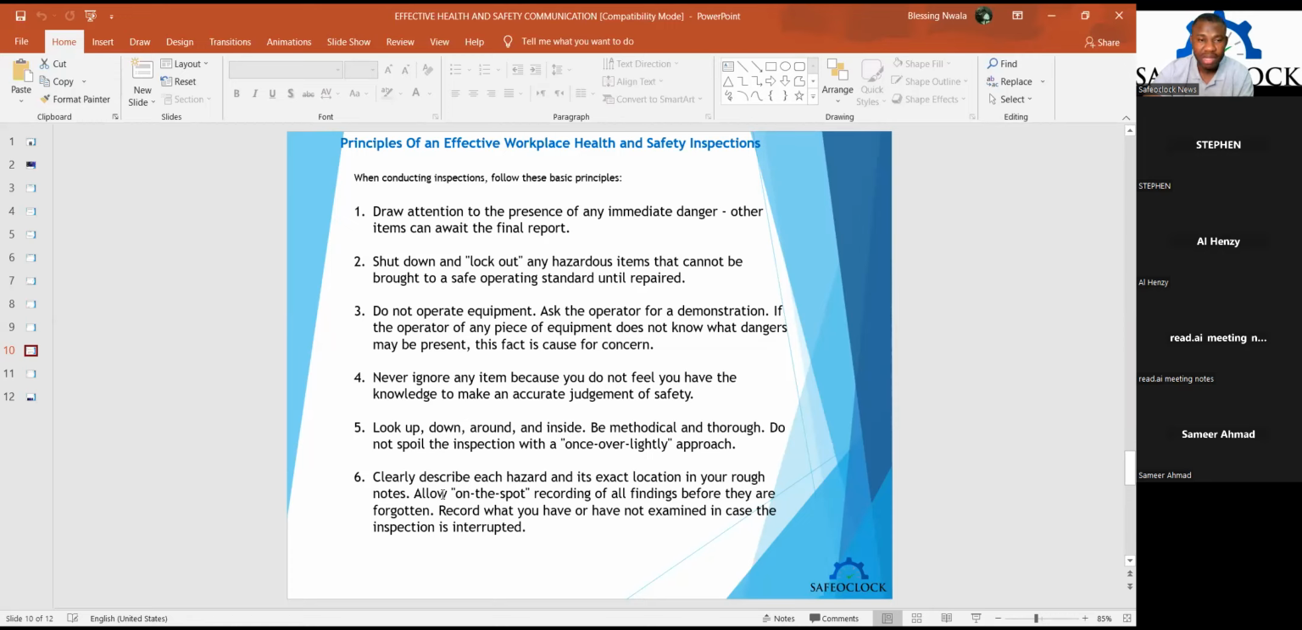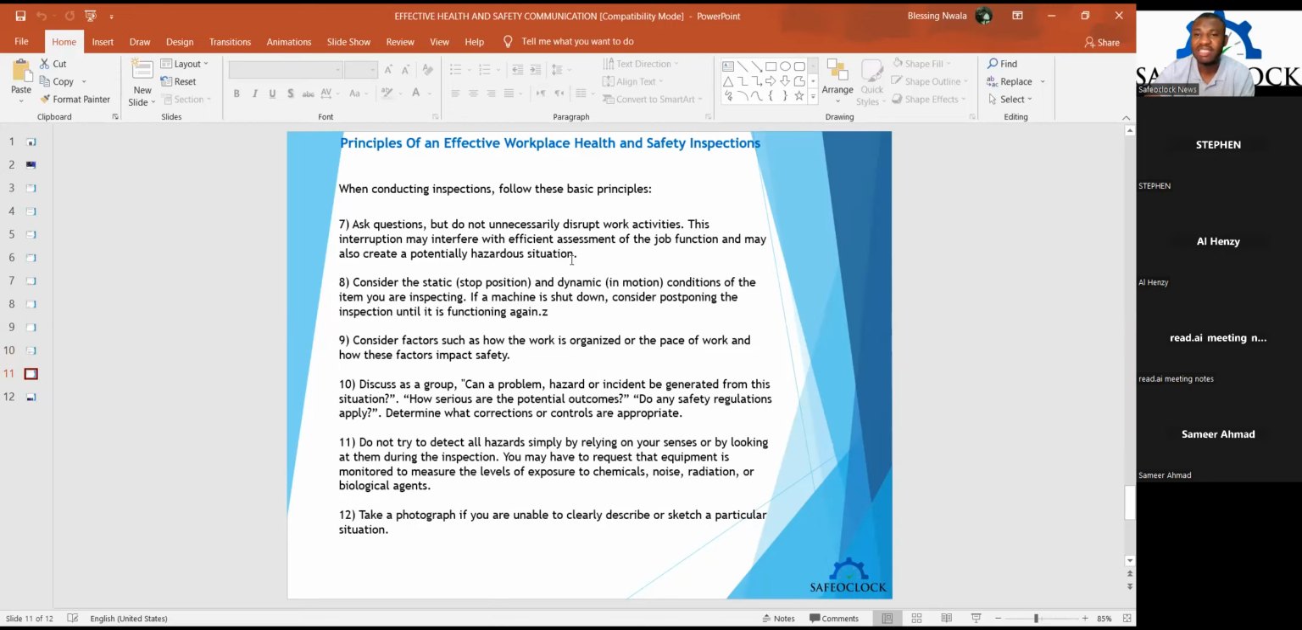I have three other points. Ask questions, but do not use your questions to interrupt activities. You are permitted to ask questions, especially of the supervisor who is not doing any of the physical work, he's just monitoring. You can ask him what is going on. And in that process, while he's explaining, you are also observing so that you can determine if the procedure is safe or not.